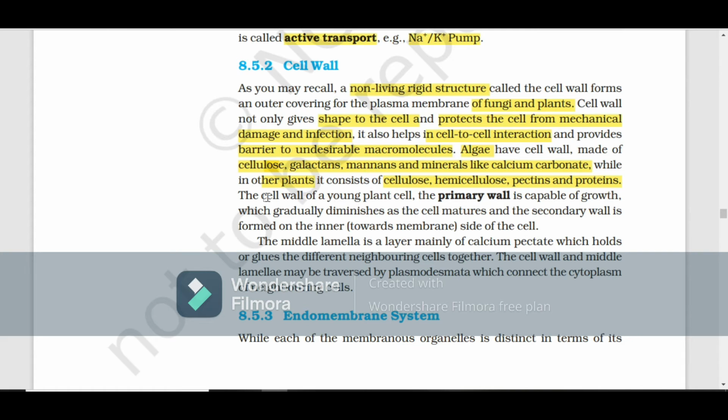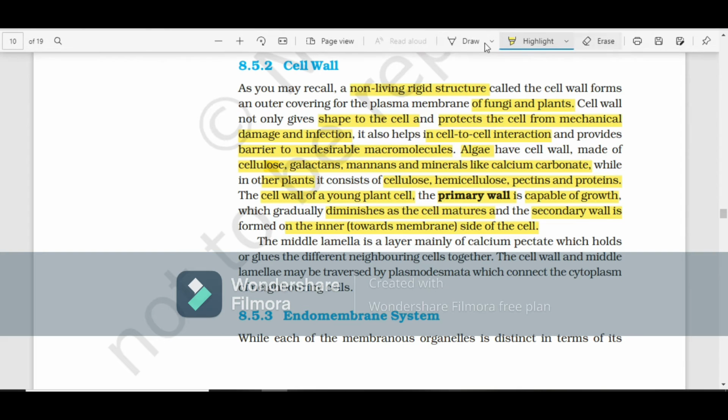Speaking about the cell wall of a young plant cell, there are different layers. There's a primary cell wall which is capable of growth, and it gradually diminishes as the cell matures. Let's suppose this was the primary cell wall. It grew, of course, it should be able to grow, and then it became thin. It differentiated and became matured.